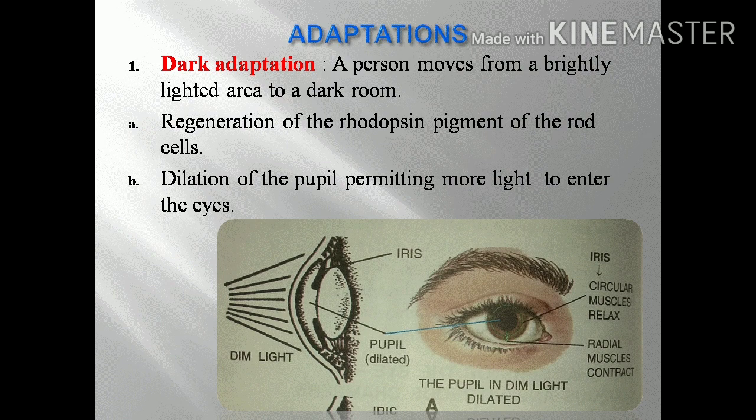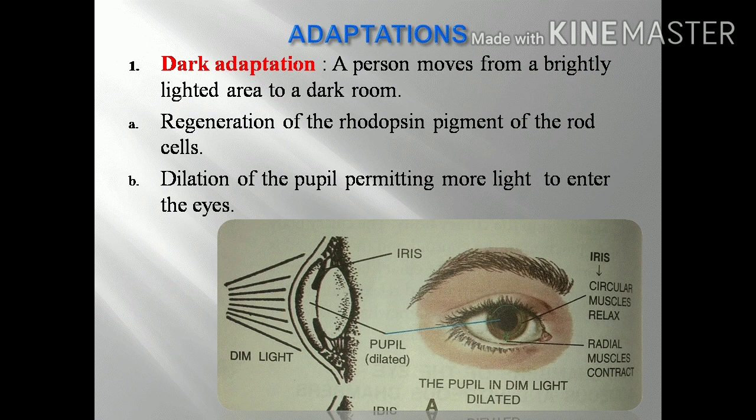So that's why the size of the pupil increases. That is, the dilation of the pupil takes place. So it permits more light rays to enter the eye. In the diagram, you can clearly observe when we enter from a brightly lighted area to a dim or dark region, in the iris there are two types of muscles we can see, circular and radial muscle.